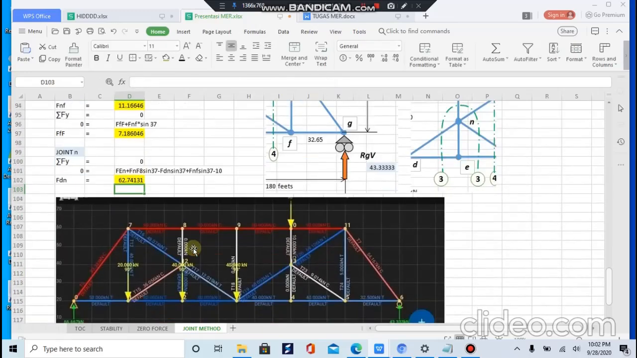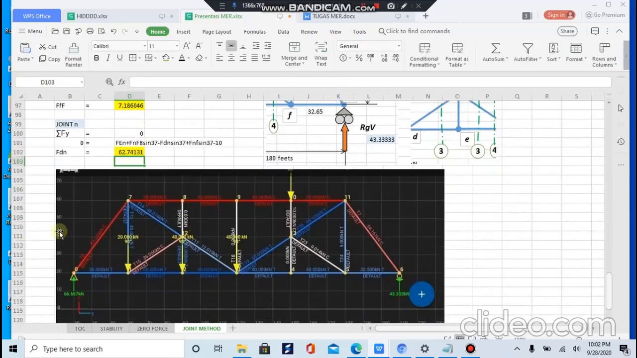Okay, finally, as you can see in the image or diagram below, the red line is a bar that experiences tension. Here, the tension. And the bar that experiences compression is colored blue. If you can see the white one, the white color is zero force. So we have 1, 2, 3 zero force members.